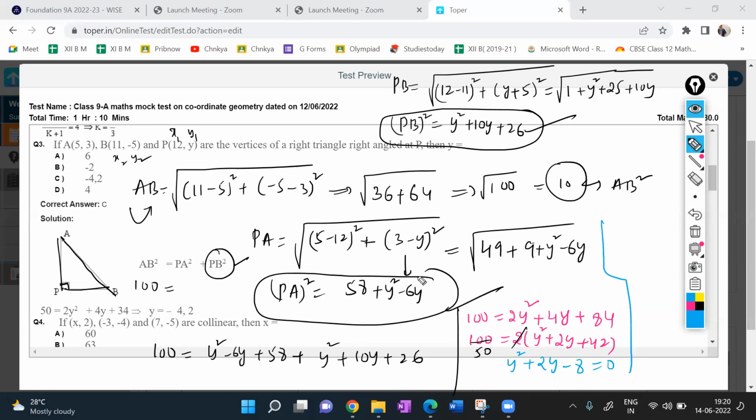So can I factorize this now? Factorization. I don't have space. One second. Sir, split the middle. Splitting the middle method, that's it. Look at this here. Y square, so minus 8 I need. Minus 8 is nothing but 4y minus 2y minus 8 is equal to 0.